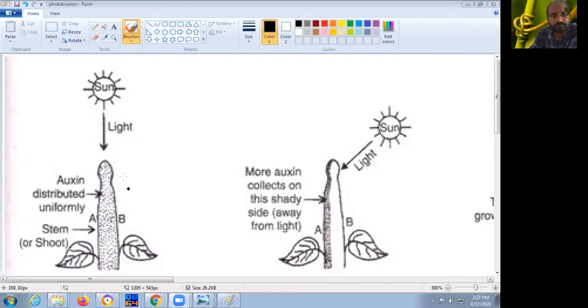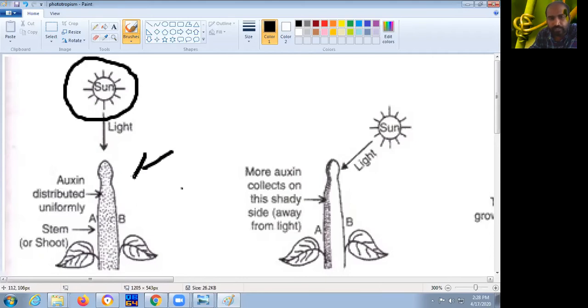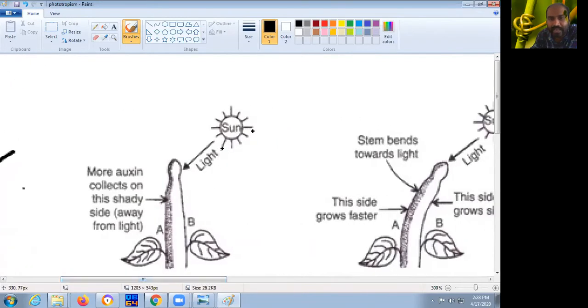So here you can see a plant. Now this is the light here, sunlight. Sunlight is a stimulus, and this is a plant. Here the plant is able to grow upright, nearly 90 degrees. Now auxin, A-U-X-I-N, is a plant hormone responsible for plant growth. Here auxin is distributed evenly in all the places, that's why it grows up 90 degrees. Now here the second scenario you see, light is slanted.